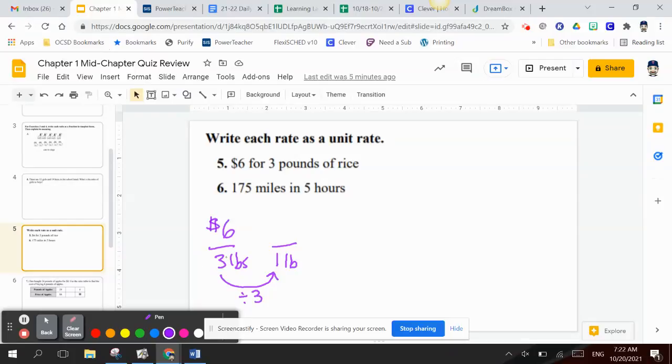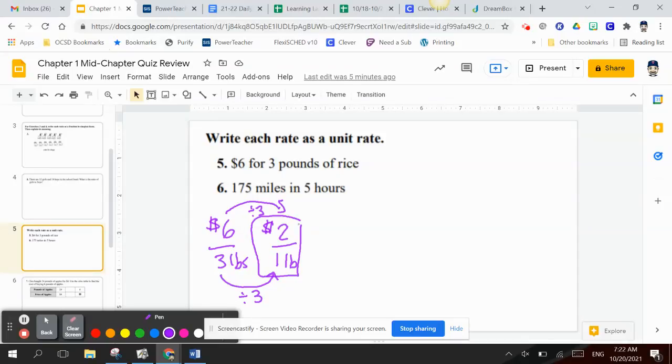I always divide by my denominator. So I do the same thing to the top. I divide it by 3. 6 divided by 3 is 2. So it's $2 for 1 pound.